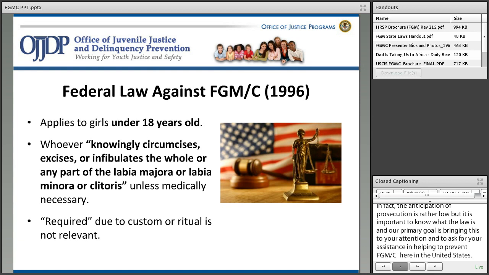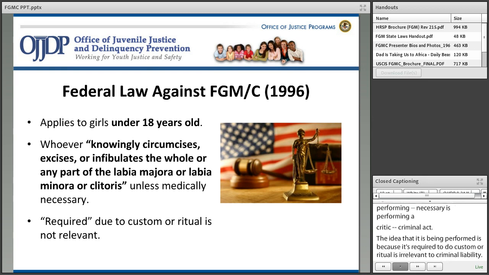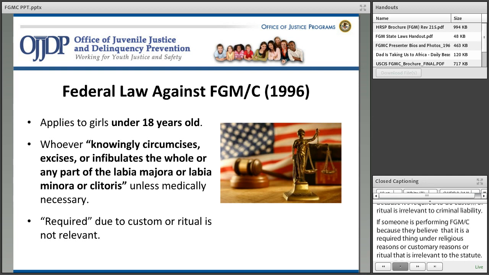The idea that it is required, that the reason it's being performed is because it's required due to custom or ritual, is irrelevant to criminal liability. So if someone is performing FGMC because they believe that it's required for religious reasons or customary reasons or ritual, that is irrelevant to the statute. The statute brings a felony charge and has a 5-year penalty associated with it.